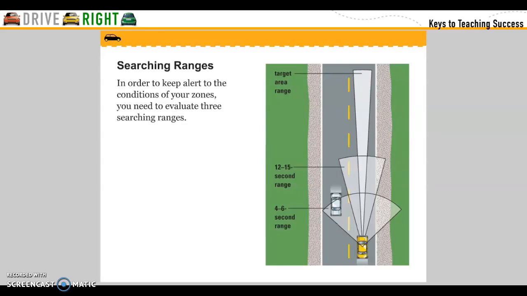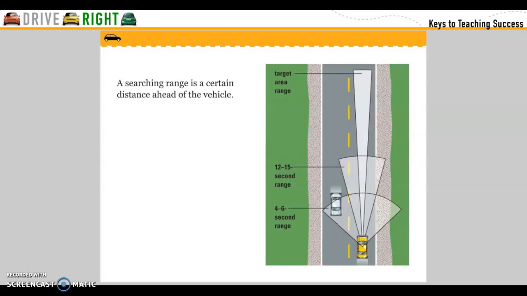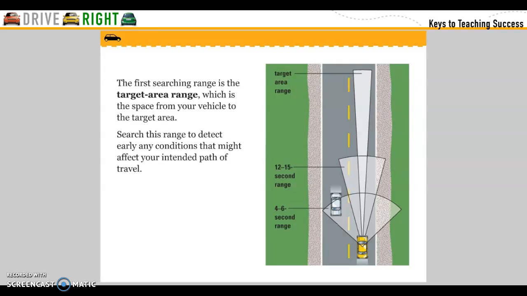Search range. In order to keep alert to the conditions of your zones, you need to evaluate 3 search ranges. A search range is a certain distance ahead of your vehicle. The first search range is the target area range, which is the space from your vehicle to the target area. Search this range to detect early any condition that might affect the intended path of travel.